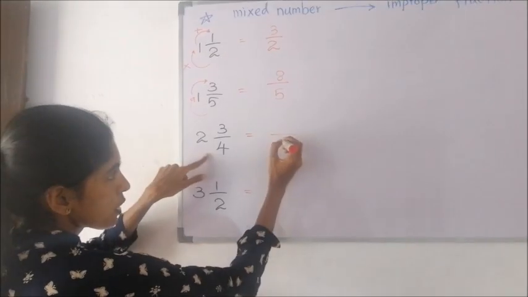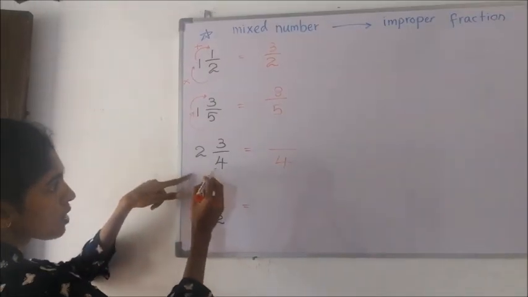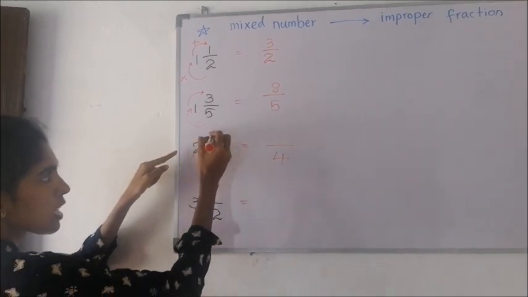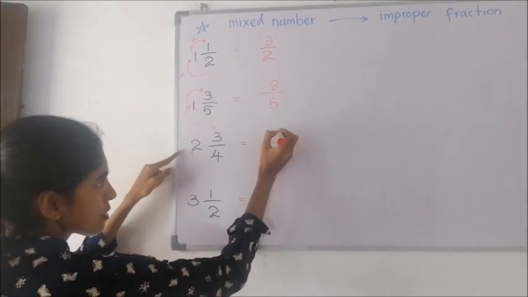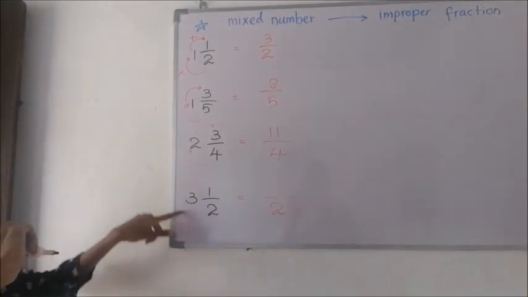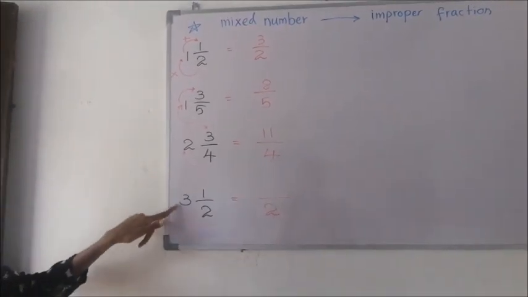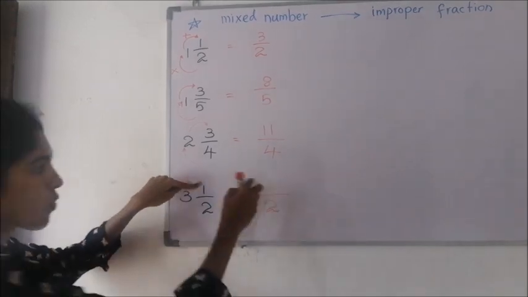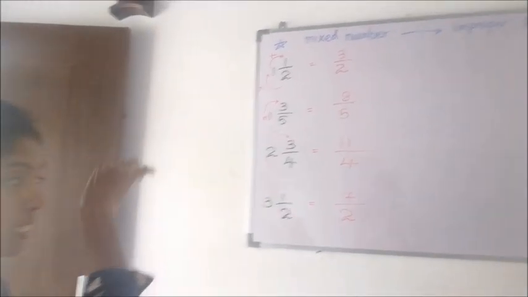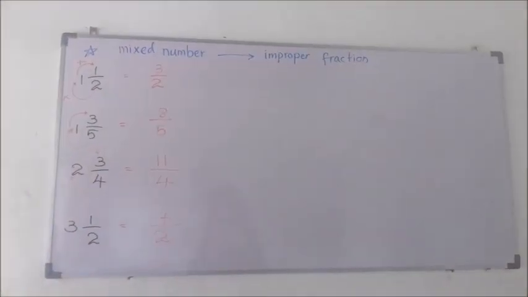Next, the denominator must be 4. So here we will firstly multiply these two. 4 times 2 is 8. 8 plus 3 is 11. Next, the denominator is 2. Firstly multiply, then add. 2 times 3, 6. 6 plus 1, 7. See, this is how we convert mixed numbers into improper fractions.